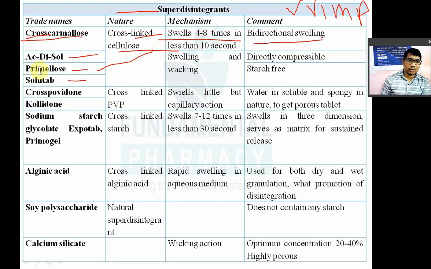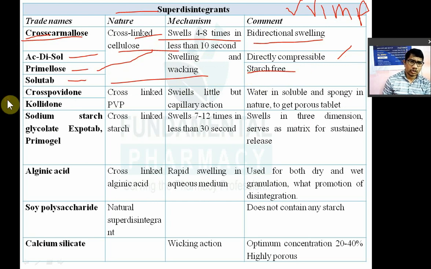Ac-Di-Sol, Primellose, Solutab. Swelling and wicking is the mechanism for drug release. Out of that, Ac-Di-Sol is a directly compressible diluent, and Primellose and Solutab are starch free. इसमें starch नहीं होता.